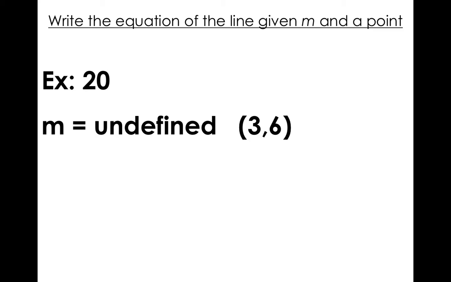Well, what if my slope is undefined? Well, remember what I told you. When your slope is undefined, then that automatically means that you're going to have x is equal to whatever the x coordinate is. Whenever your slope is undefined, you're automatically going to write x equals and then whatever the x coordinate is. In this case, the x coordinate of my point is 3.